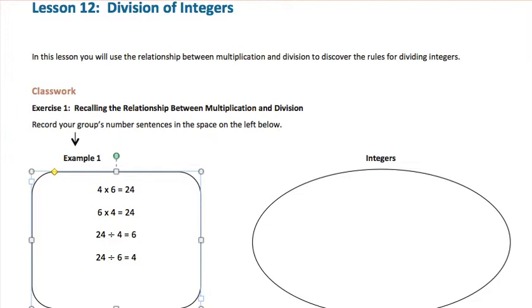We can see then the related math facts. 4 times 6 equals 24. 6 times 4 equals 24. 24 divided by 4 equals 6. And 24 divided by 6 equals 4.